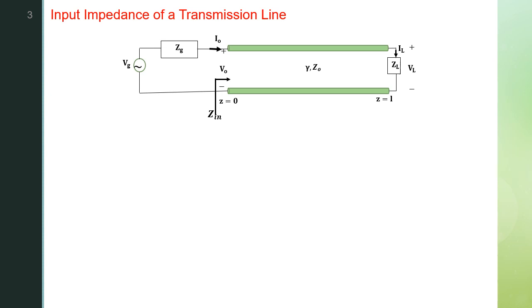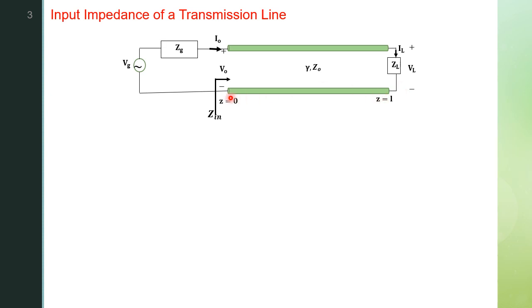So when you consider the input impedance of a transmission line, you know that impedance is a ratio of voltage to current. So input impedance is the ratio of voltage at the input end to the current at the input end. Here we are considering a transmission line of length L with propagation constant gamma and characteristic impedance Z0. The left end is connected to the generator with voltage Vg and internal generator impedance Zg, and the right side is terminated by a load ZL, where the voltage across the load is VL and the current through the load is IL.